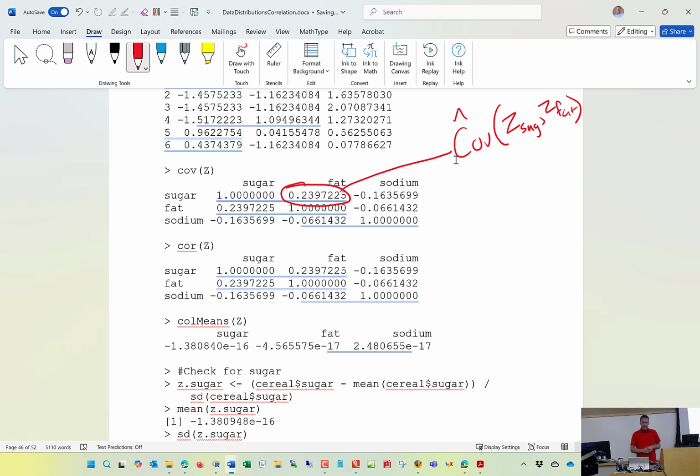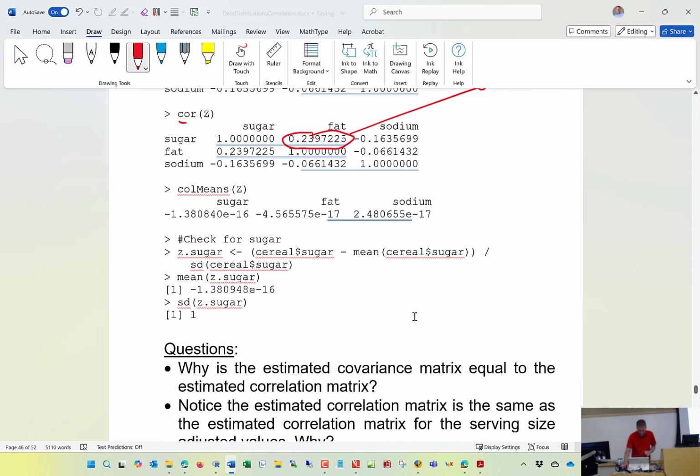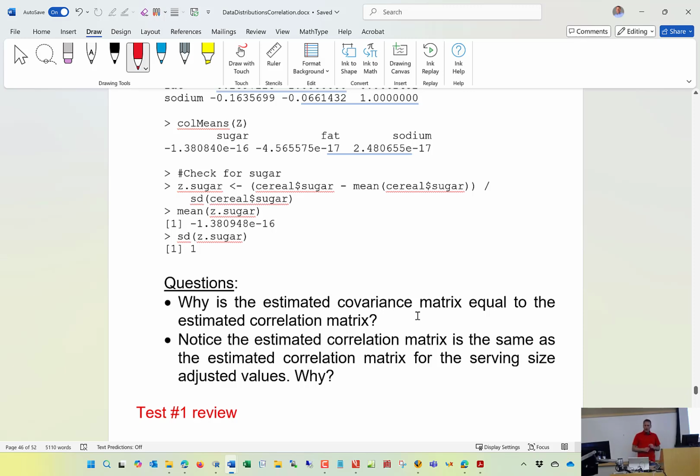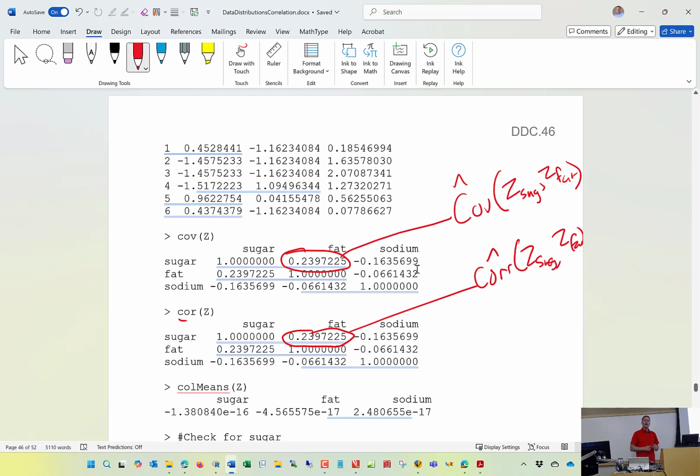Also, we could do the correlation matrix. So here's the estimated correlation. Okay. So you're going to see some interesting things there. Let me just double check. Yeah. Why is the estimated covariance matrix equal to the estimated correlation matrix here? Why do you think? It's kind of weird. We didn't have that before when we were dealing with the x's, but we have that here for the z's. Why? Because the denominator of the correlation function is going to be 1 because of standard deviation.